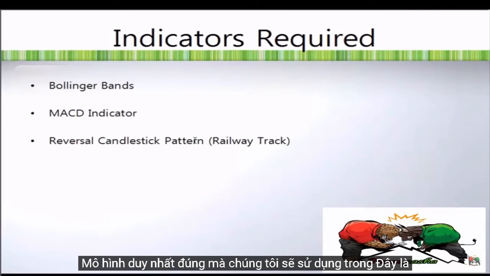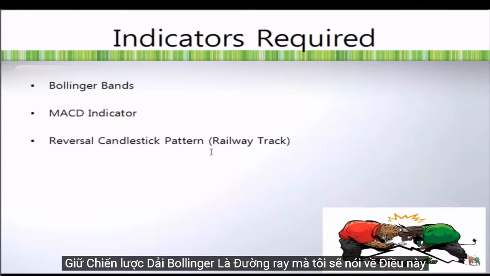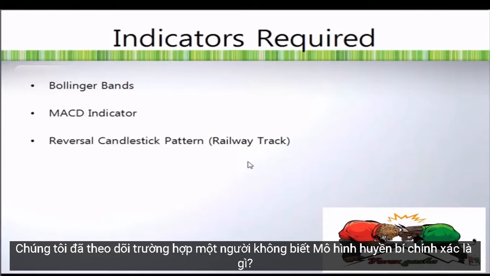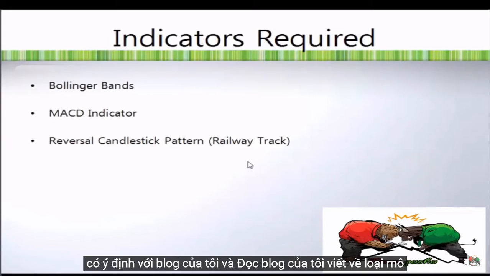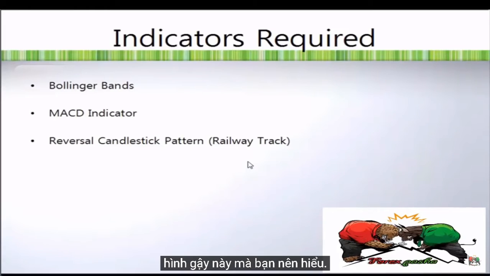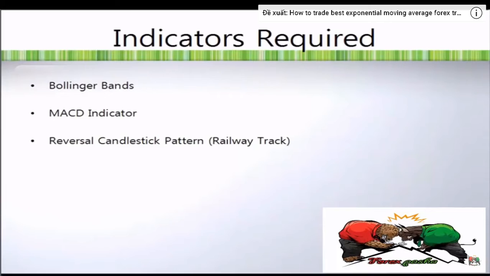And the only pattern that we are going to use in this hit the Bollinger Band strategy is the railway track. I shall be talking about this railway track in case some of you do not know exactly what the railway track candlestick pattern is. For those of you who have been to my blog and read about this candlestick pattern, you should have understood what a railway track is. However, for the benefit of people who do not know, I shall go through this part, the railway track, in this video tutorial.